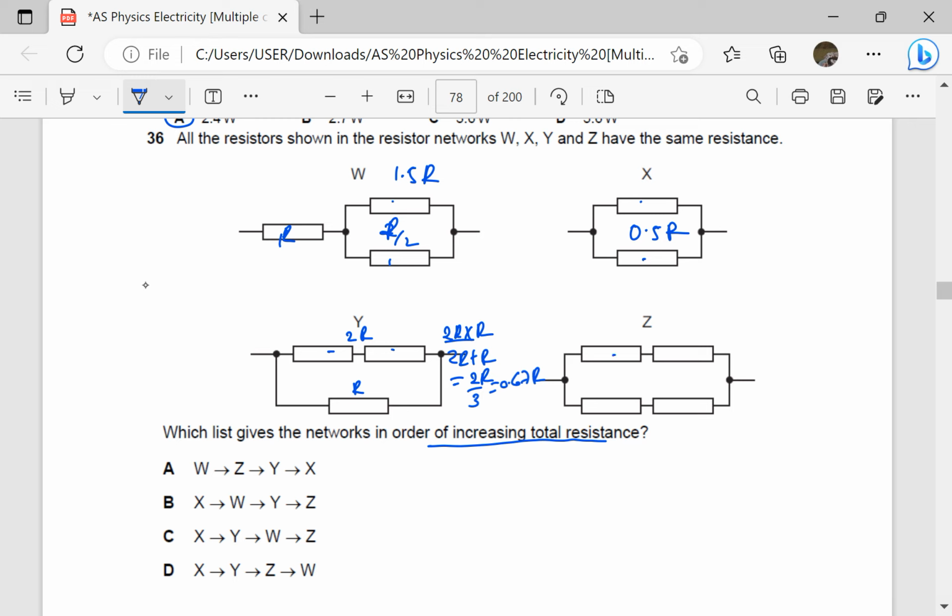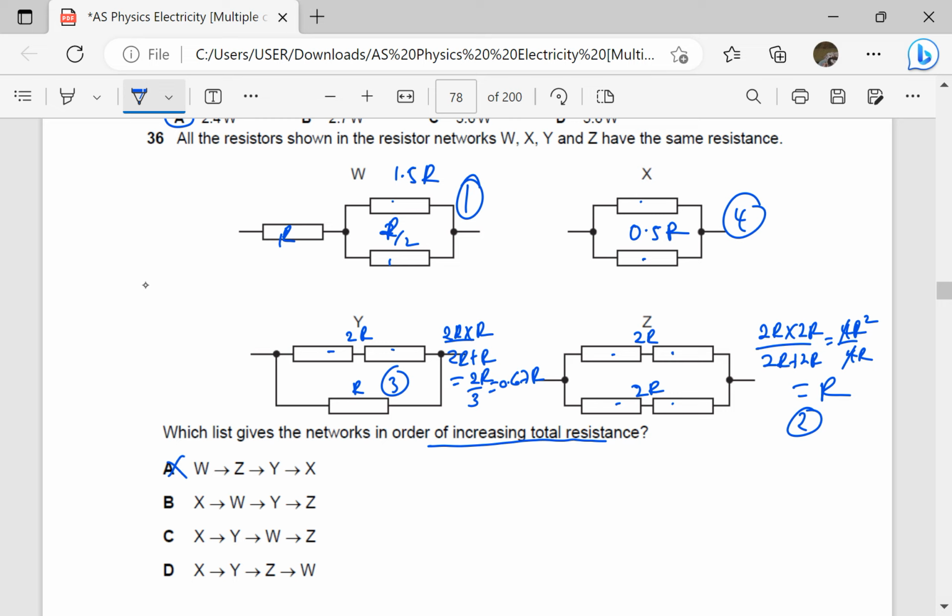Then we check this one. This is R plus R, that is 2R, R plus R, that is 2R, but they're in parallel, so we have 2R times 2R over 2R plus 2R, which is 4R squared over 4R, which gives us R. So this is number 1, the highest, and I think this is going to be number 2, this is number 3, and this is number 4, the lowest. So we want in order of increasing total resistance. So the smallest is X, so X comes first. The highest is W, W comes last, so that is D.